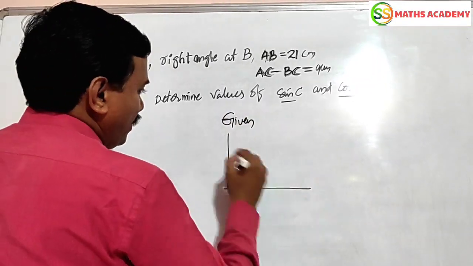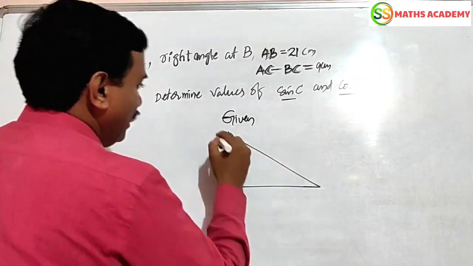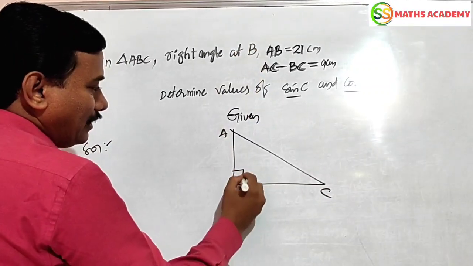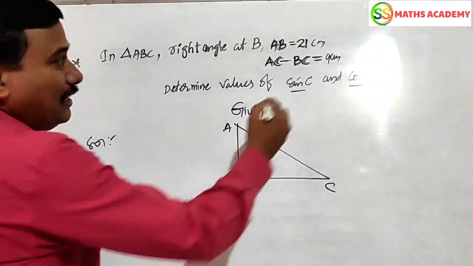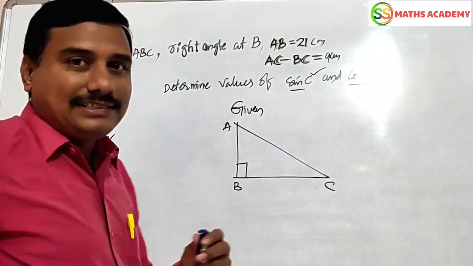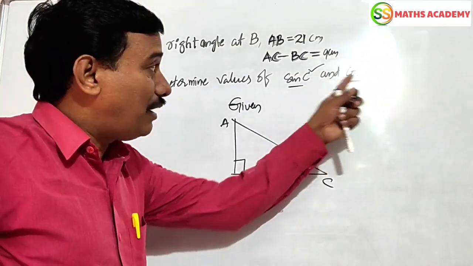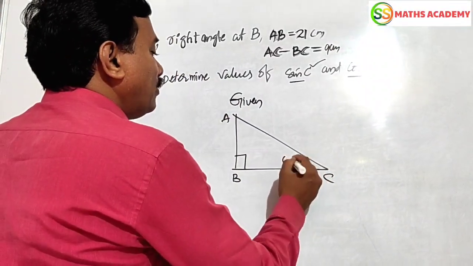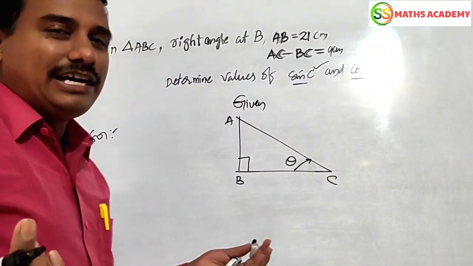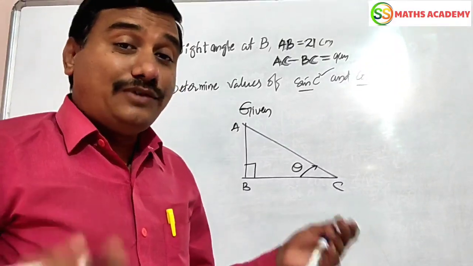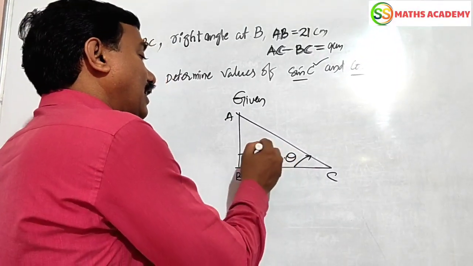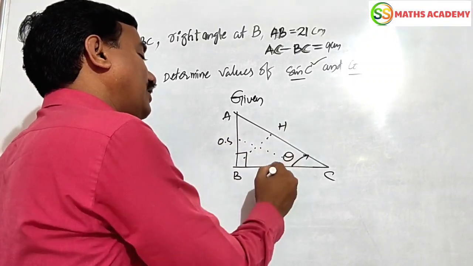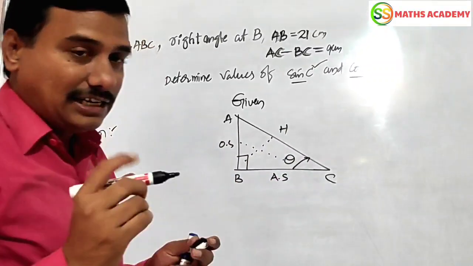You have to write it. First you have to draw the right angle triangle ABC, right angle at B. In this question, the theta value is C, so in C you have to keep the theta. Then only we can identify the names of the three different sides of a right angle triangle. As you know, this is the opposite side, this is the hypotenuse, and this is the adjacent side. Keep this in your mind.